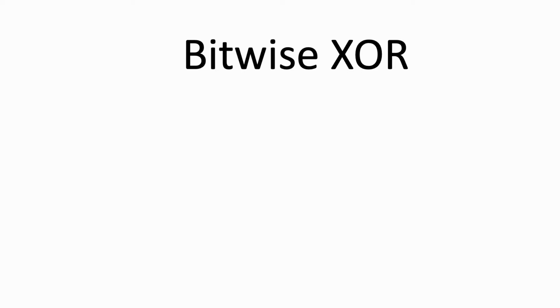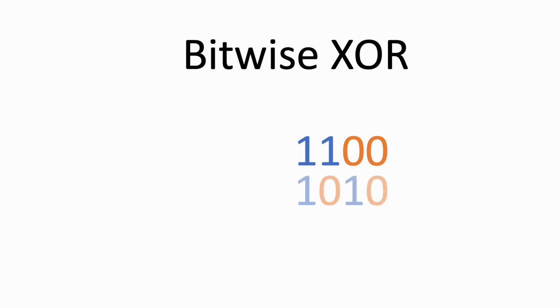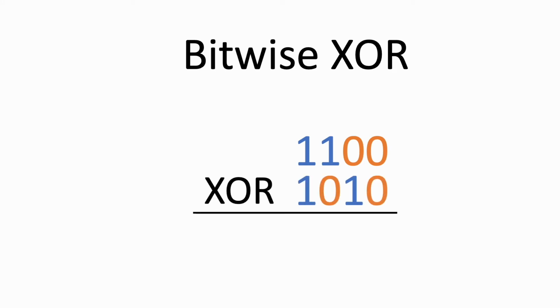So for example, let's say the first number is 1100, and we're going to XOR this with 1010. The leftmost digits are both 1s, so they're the same digit. So 1 XOR 1 results in 0. Next, the first digit is a 1, but the second digit is a 0. Since they're different, 1 XOR 0 results in a 1. Similarly, the next two digits are also different from each other, so we get another 1. And lastly, 0 and 0 are the same digit, so this results in a 0. And now we've successfully performed a bitwise XOR.